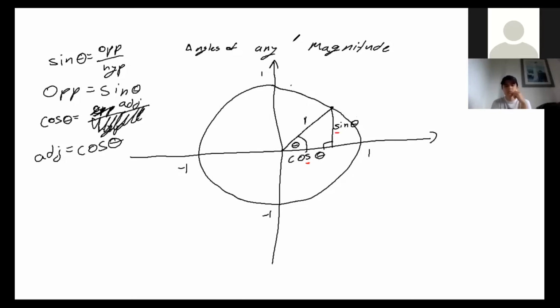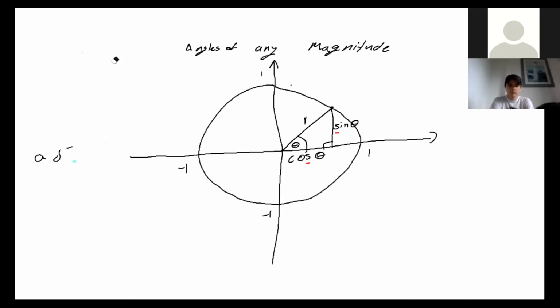Yep. So from here, do you know a way of writing tan theta in terms of sine and cos theta? Well, what's tan theta? Tan theta is opposite over adjacent. So in this case, it's going to be sine theta over cos theta, right? Does that make sense? Yeah.